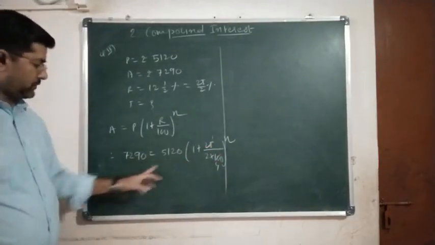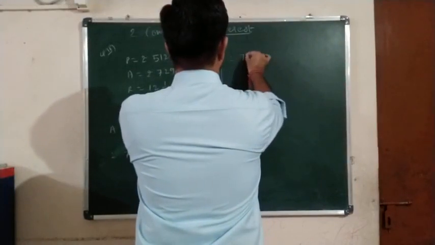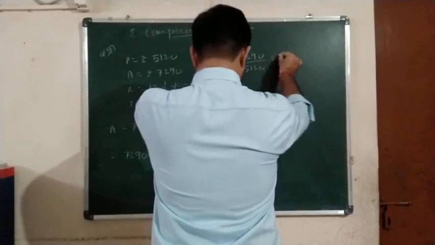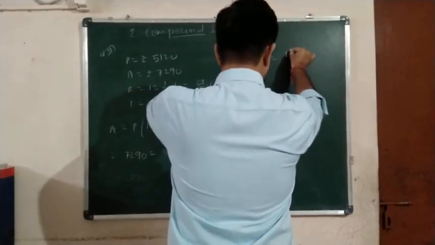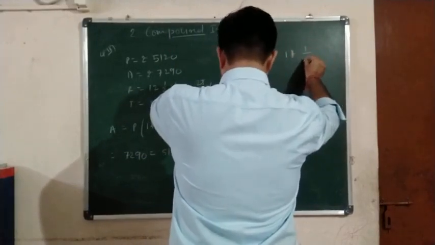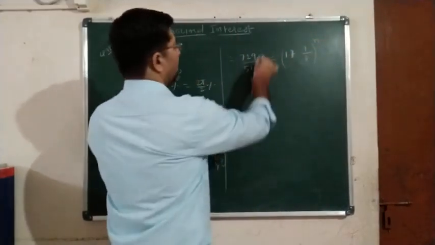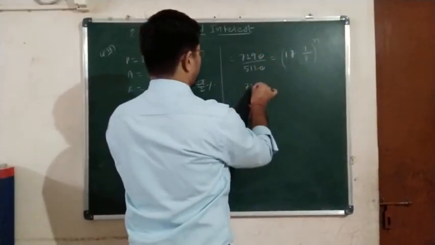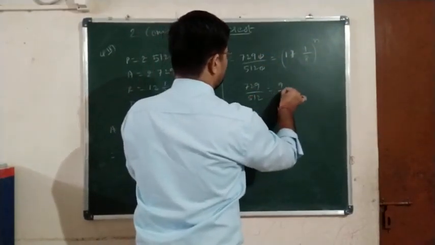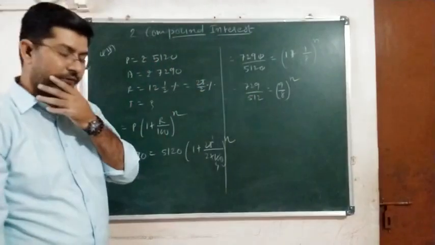5120 will go in the denominator on the left side. Therefore 7290 upon 5120 is equal to 1 plus 1 upon 8, raised to N. Two zeros we can reduce, so 729 upon 512 is equal to 9/8 raised to N. Now observe carefully the last step.